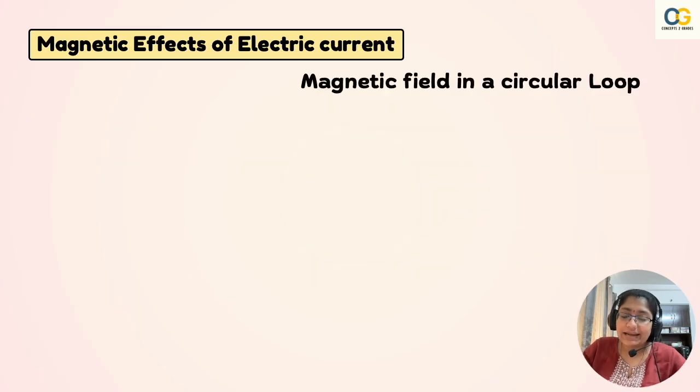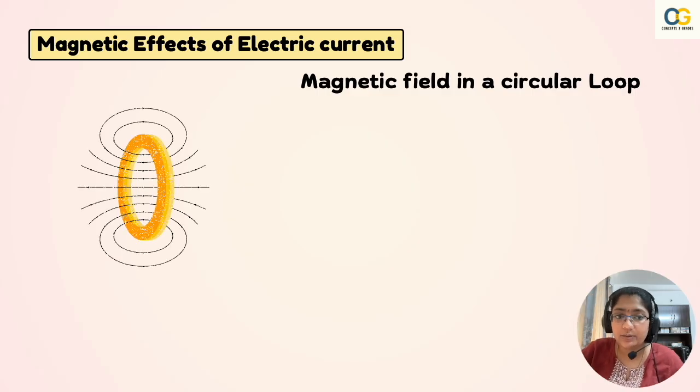Coming to magnetic field in a circular loop. So now if I take the conductor, make it a circular loop, how will the magnetic field be? In that circular loop, the magnetic field will be going through it and form circles like this. There are two circles like this, as you can see. They are both perpendicular to each other, in different planes, but they are forming closed loops in the circle.